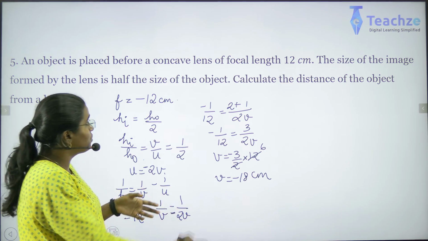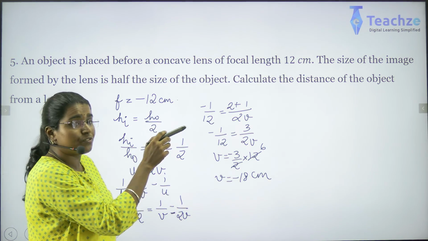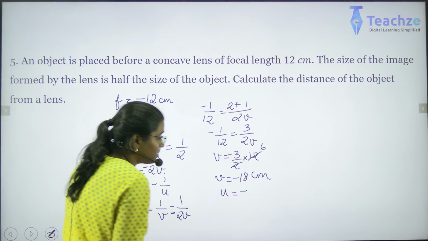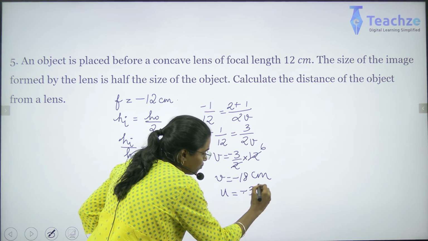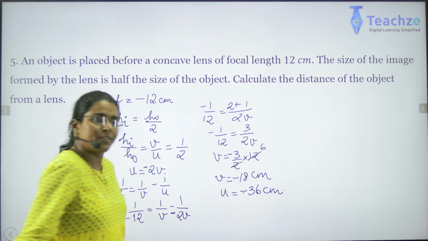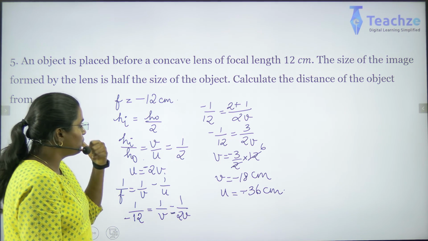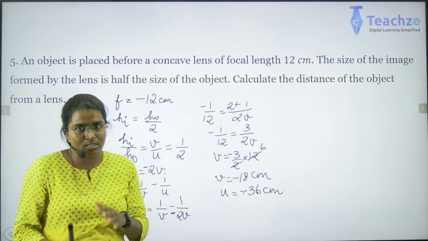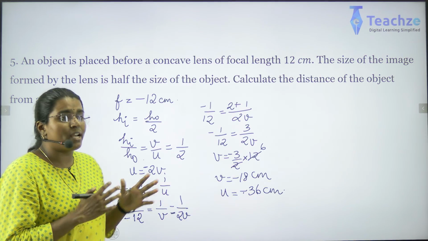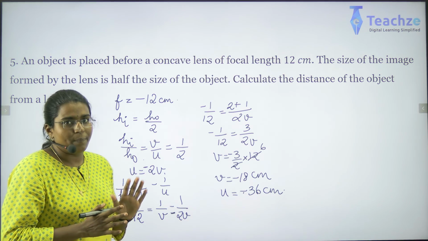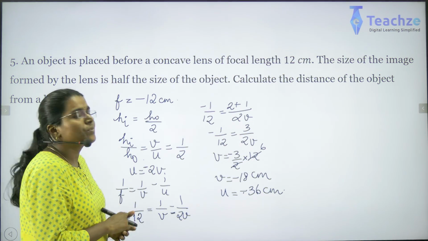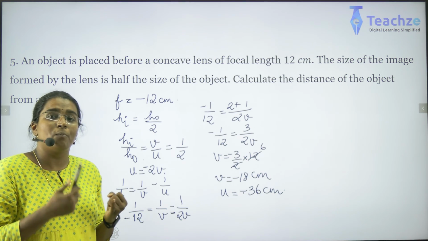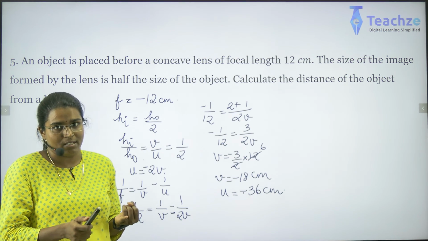So you have to find the distance of the object from the lens. So your object distance will be U is equal to minus 36. 18 into 2, 36 centimeter. Please make sure that you give your minus sign convention in all the formulas so that your answer will be correct, neat, and you will get the exact answer. Your sign conventions are very important when doing the problems, both for spherical lenses and spherical mirrors.